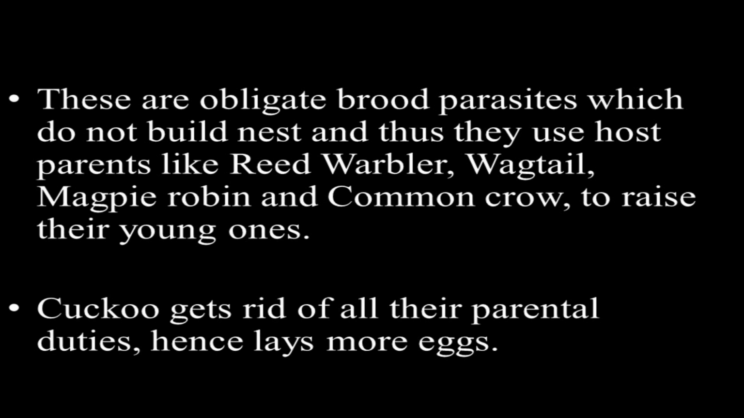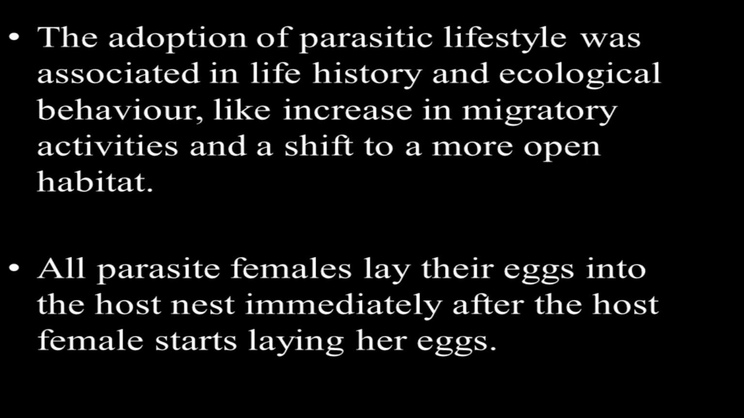Commonly, the crow is selected by the parasite, the cuckoo, as the host to raise their young ones. Cuckoo gets rid of all parental duties, hence lays more eggs. More eggs means generally 12 to 22 eggs produced by the cuckoo, so as to overcome the loss of eggs during this brood parasitism and to maintain the continuation of the race.